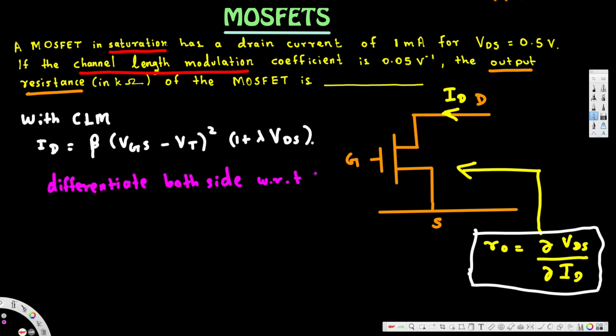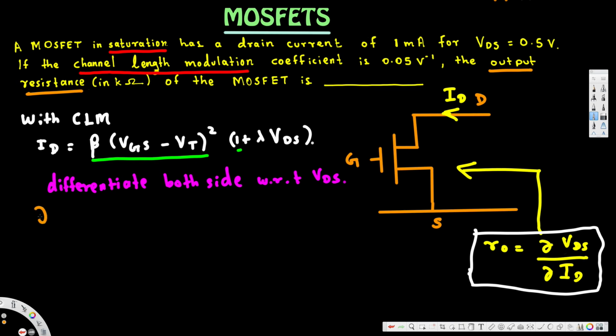So with respect to VDS, if we do that, what's going to happen? Here you can see we are multiplying this whole term with this 1 and this lambda VDS. But when you multiply this one with 1, do we have any VDS in this one? We don't have anything, right? We don't have any VDS.